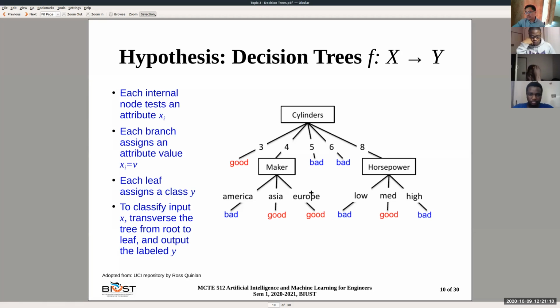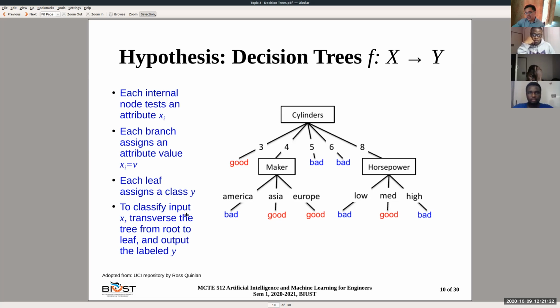And then in this case, not the country, but the continent. In this case, the continent of the maker is Europe. So in each leaf, again, the leaf is the last layer where you assign a class Y, good or bad, depending on how the logic of the tree is followed.